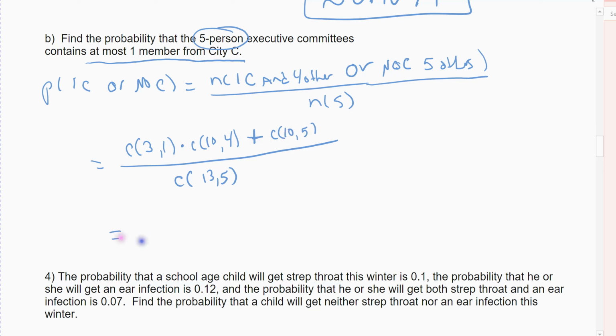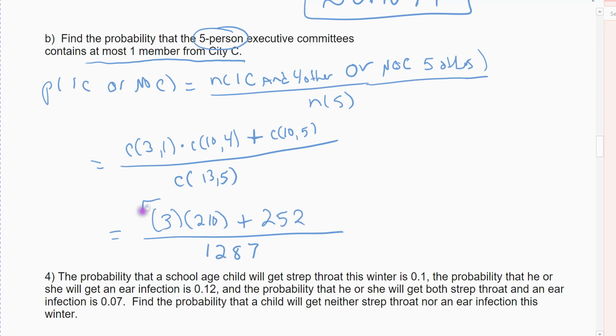Alright, then you type that out on the calculator. So the denominator is still that 1287. Up top, 3 choose 1 is 3, 10 choose 4 is 210, plus 10 choose 5, which is 252. Now, again, you can type this all out on the calculator. Just make sure you're careful that you follow order of operations. The numerator has to be done first before you do the division.